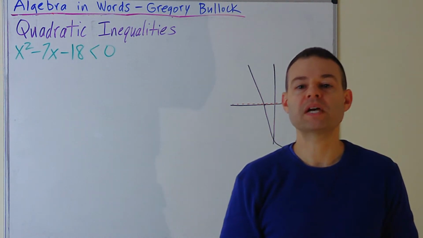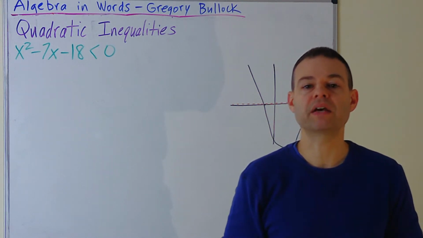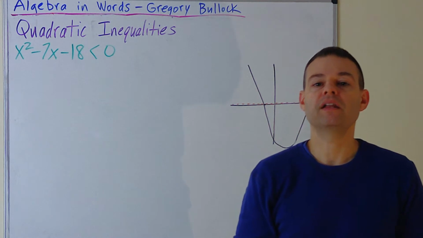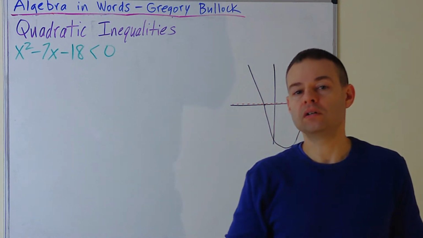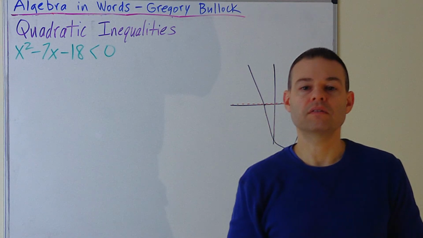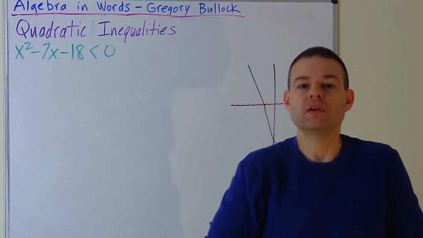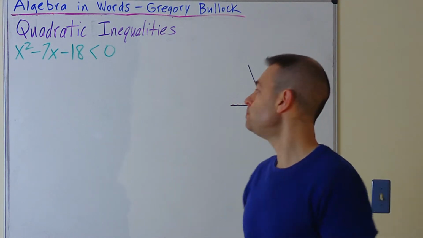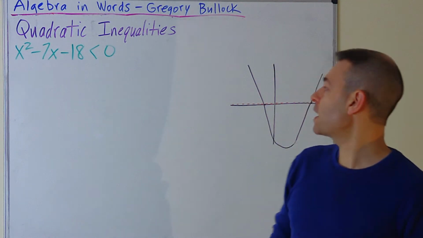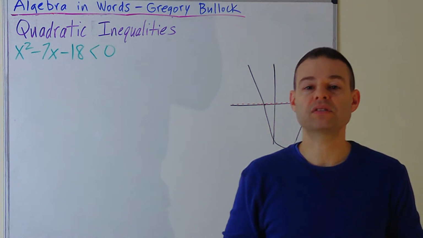If the statement comes out true, then you keep the region that that test point represented as part of your solution. And if your test point comes out to a false statement, then you reject the region from that respective test point. So anyway, let's get started. So first we have x squared minus 7x minus 18 is less than 0.